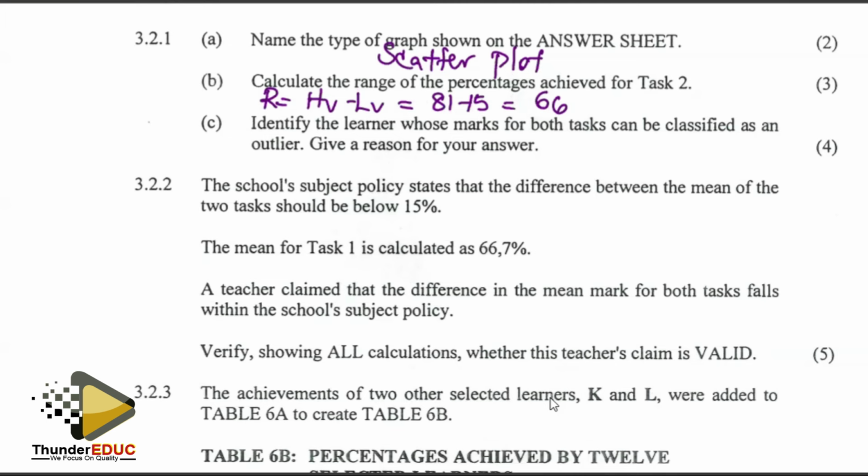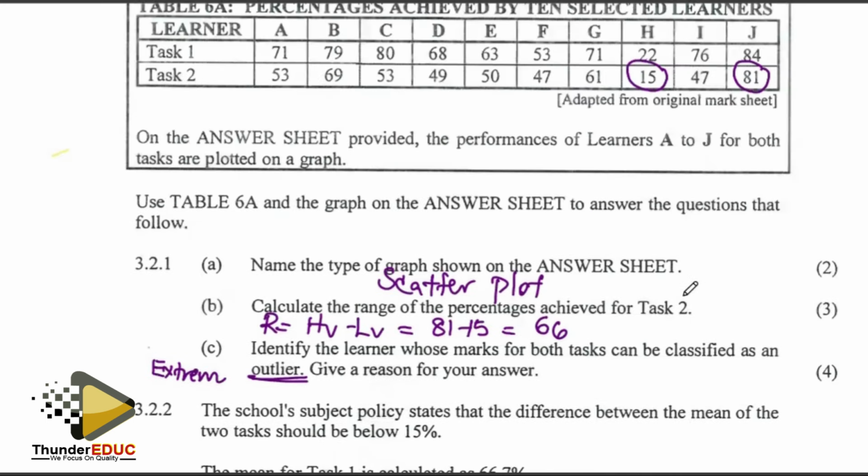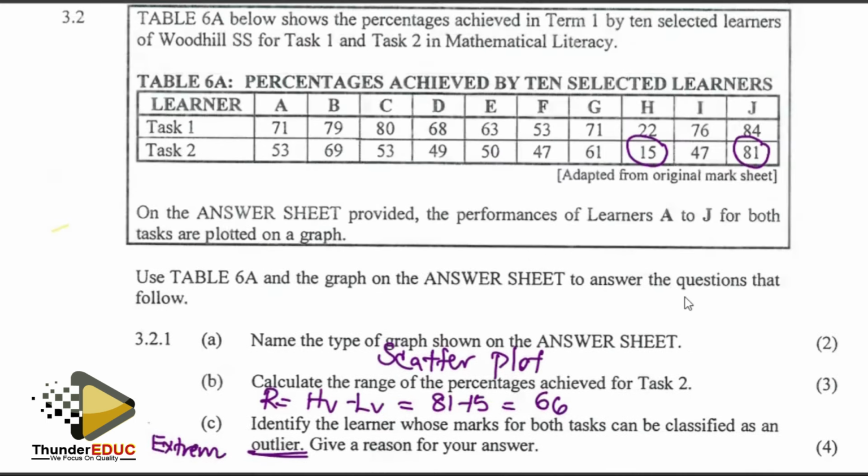C. Identify the learner whose marks for both tasks can be classified as an outlier. What is an outlier? An outlier is a number that is in extreme. Let's go to the data and check these numbers. For example, task 1, we have 71, 79, 80, 68, 63, 53, 50, 71, 22. Look at that. All of a sudden we have a 22. Then 76 and 80. So 22 is an outlier.